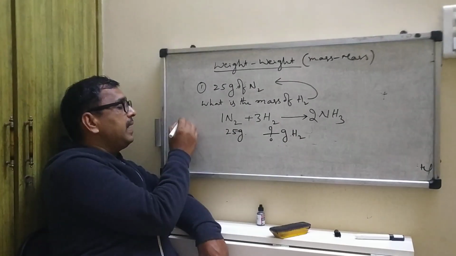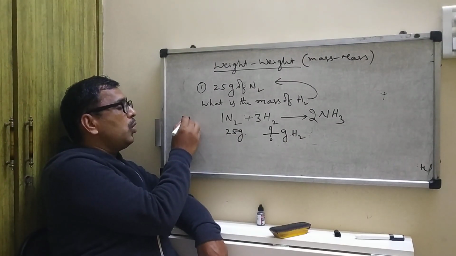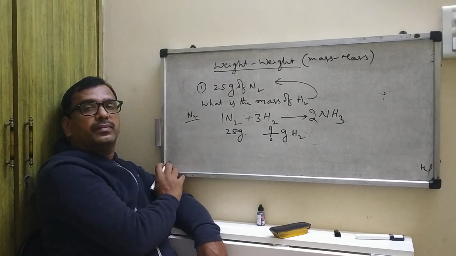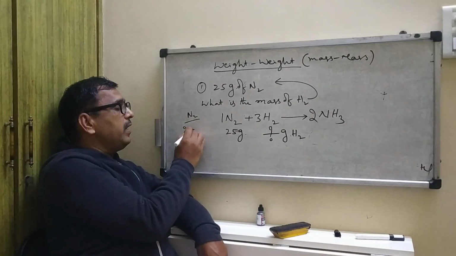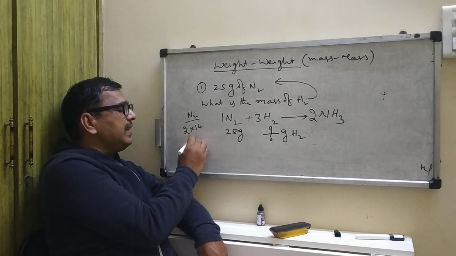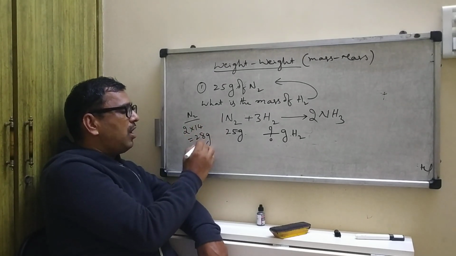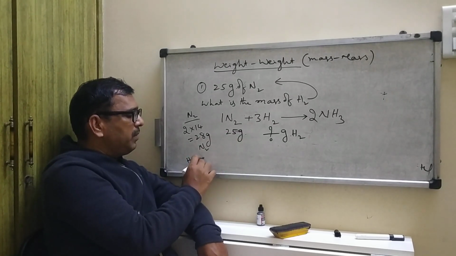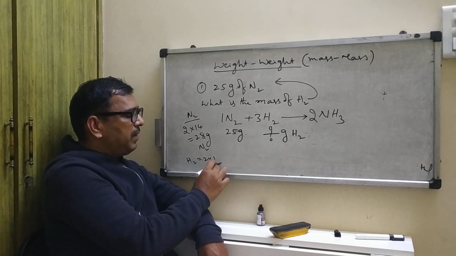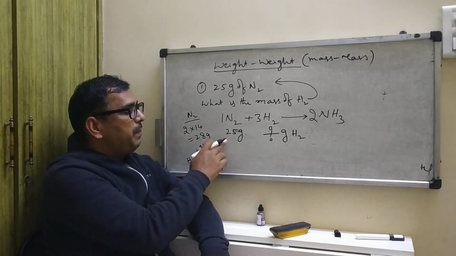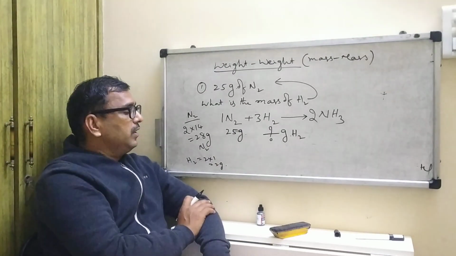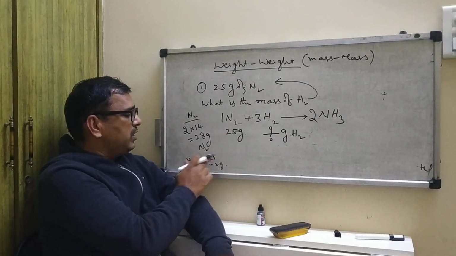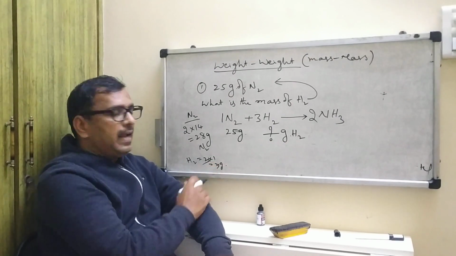You have to calculate the molecular weight of N2: 2 into 14, it is nothing but 28 grams of nitrogen. Then hydrogen is 2 into 1, which is 2 grams. Based on this equation, if it is 3 moles of hydrogen, here you will get 3 grams per mole.